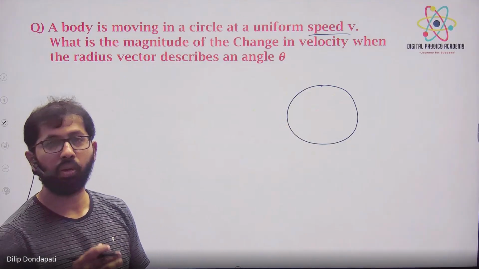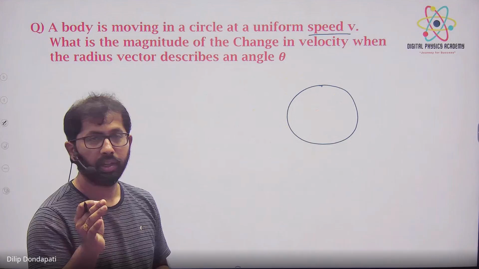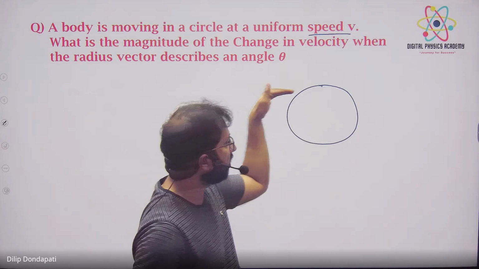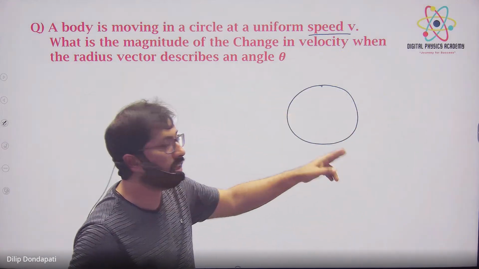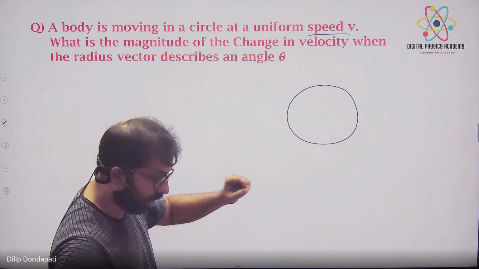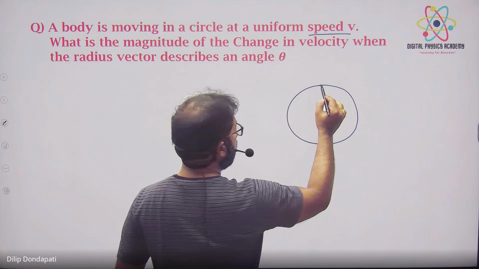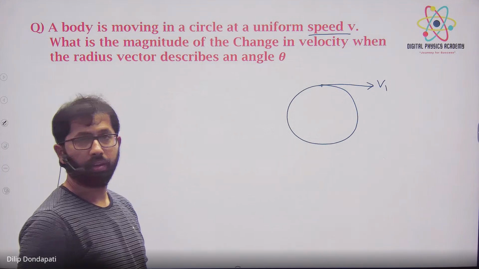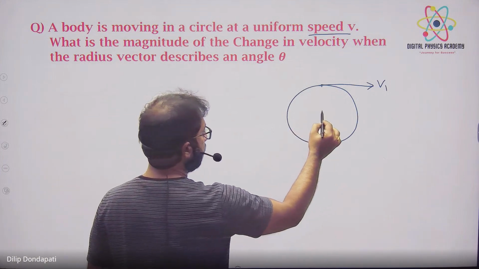Yes, sir. Velocity will change because velocity is a vector quantity. Vector quantity has both magnitude and direction. Okay, so the particle going like this and like this, the direction is changing. Direction is changing means velocity will change. Suppose initially the velocity of the particle is v1 and this is the radius, right? This is the radius.